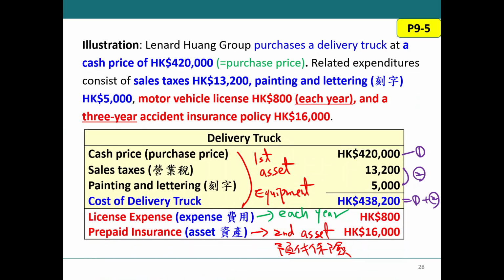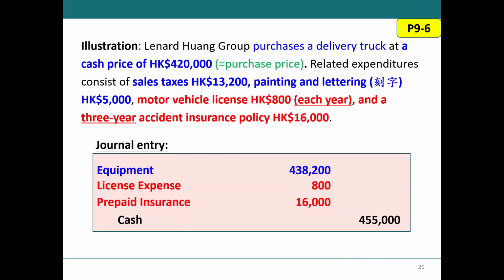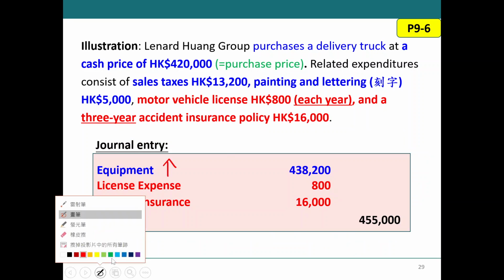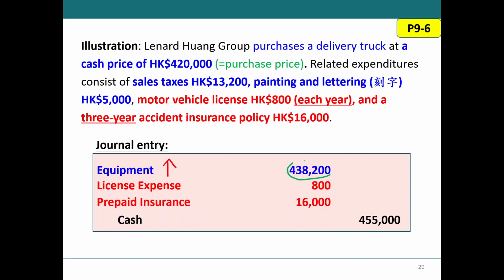Okay, so since you understand this case, we spend the money for 2 assets, 1 expense. After you understand the numbers, just use journal entry, write down 2 assets, 1 expense, right? So what are these 2 assets, 1 expense? First asset is equipment, right? So how to determine the cost is 1 plus 2.